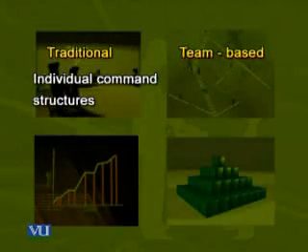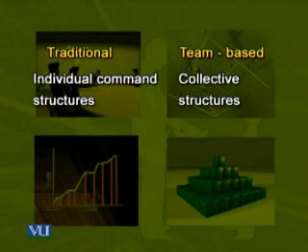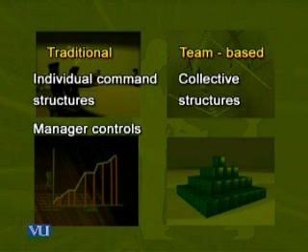So, while comparing the traditional organization versus the team-based organization, in the traditional organization we have an individual command structure, while in the team-based organization we have collective structures, right? Similarly, in the traditional organization, it is the manager who controls, while in the team-based organization, it is the team who monitors the end results. They are not controlling, they are facilitating, but they keep the end result in mind.